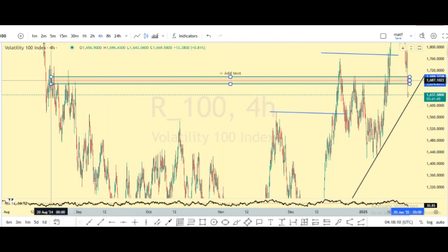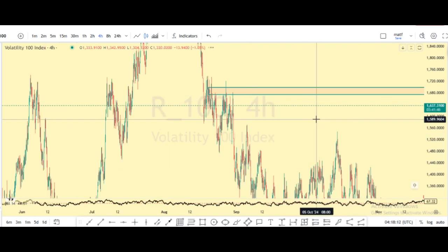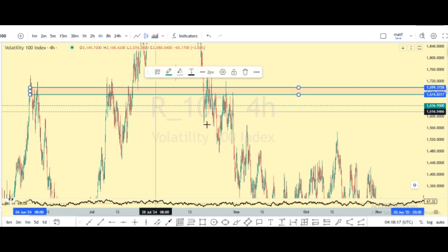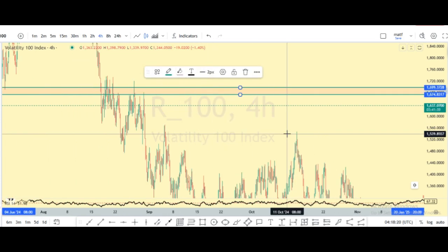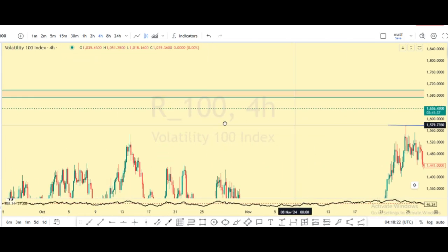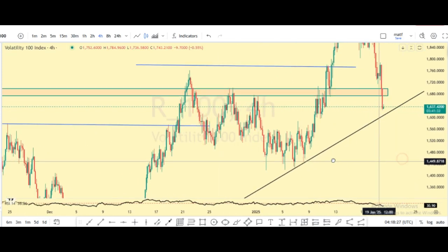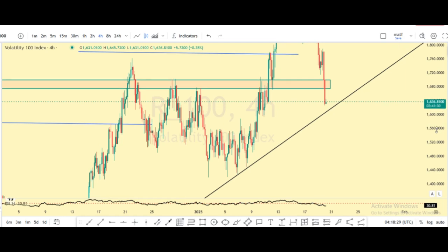You see what happened in the past. This is the past now. Let me extend it further. In the past, you see weak rejection. So this is one good way to spot areas of concentration, where you can place your entry and take profits.